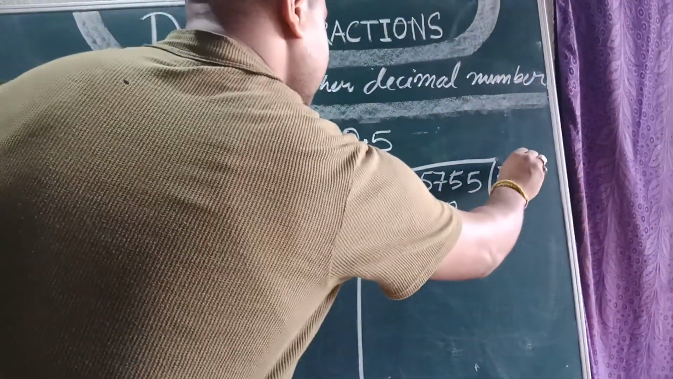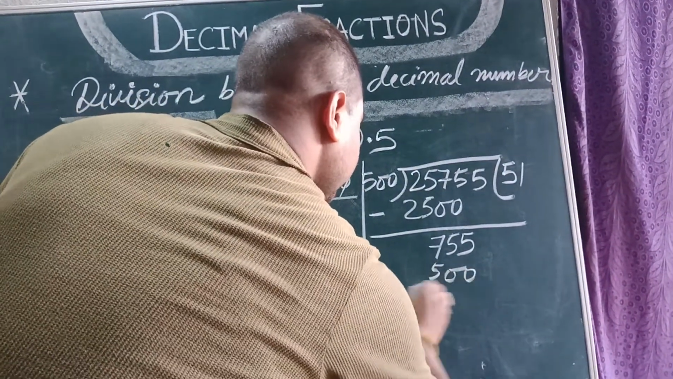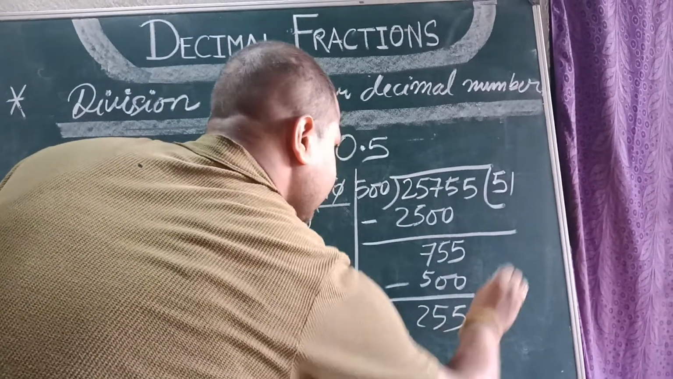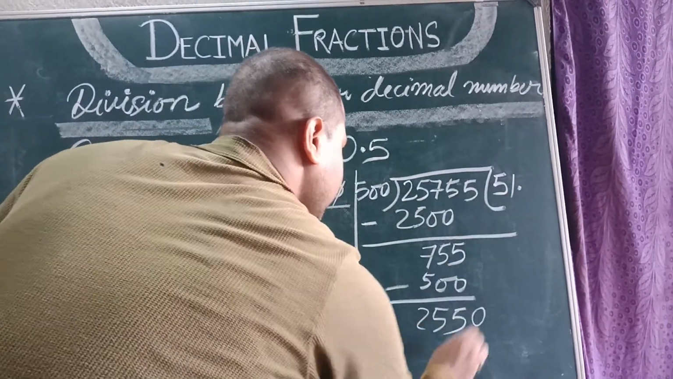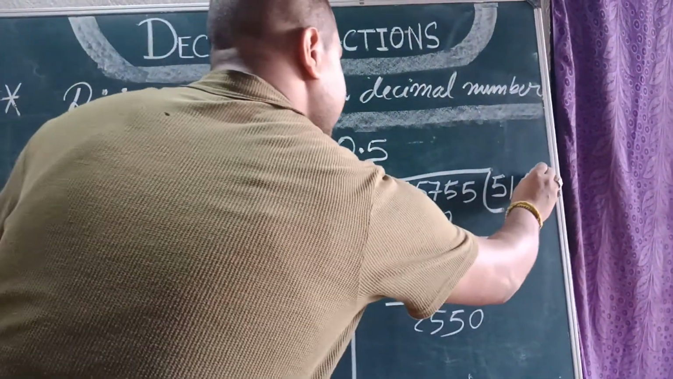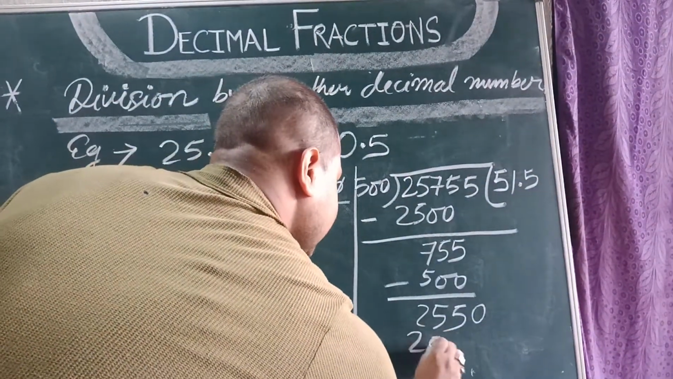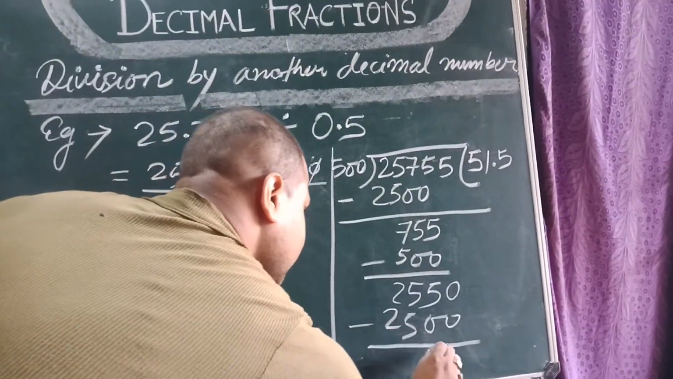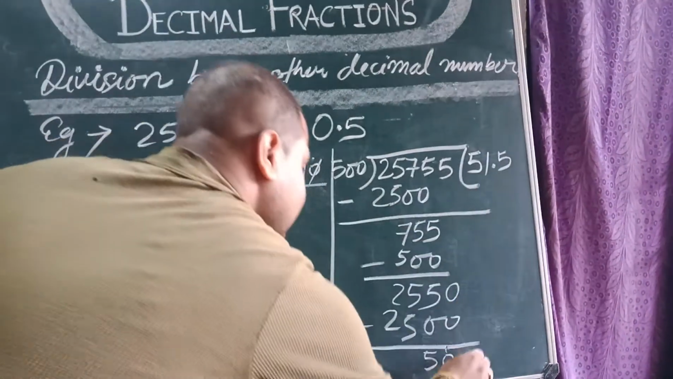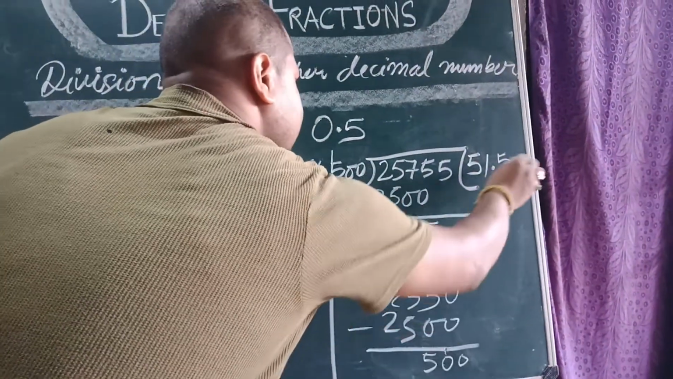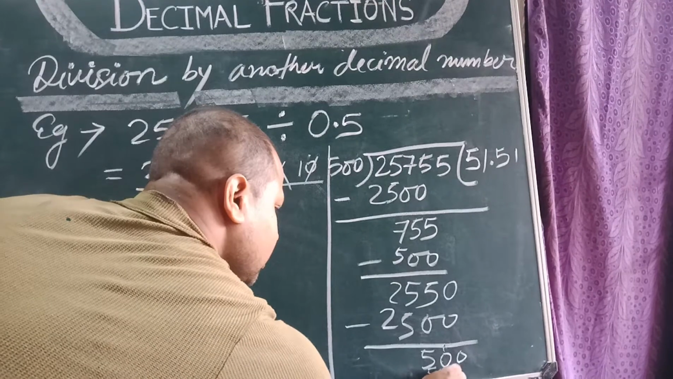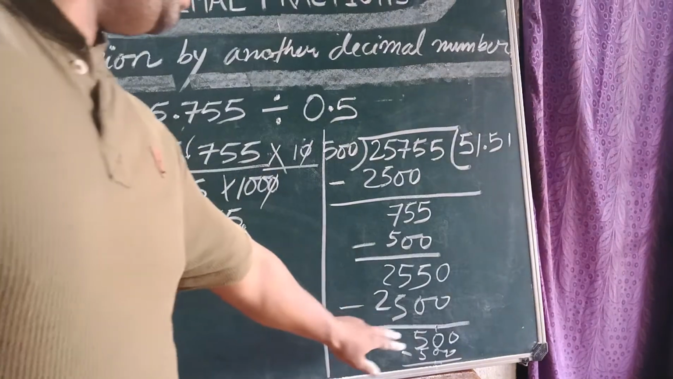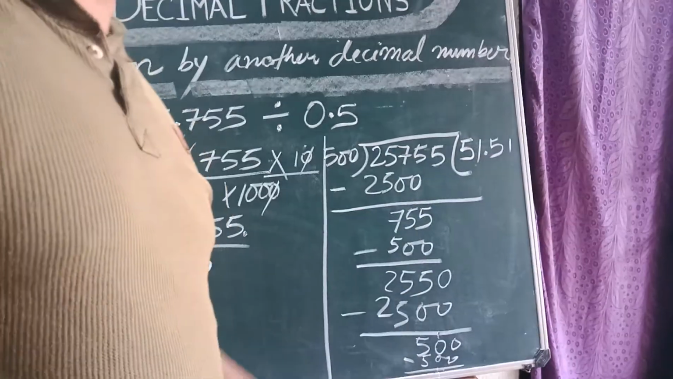Again 500 1s are how much? 500. What is left out? 255. Point will be given 0. Again 500 5s are 2500. How much left out? Only 50 left out. Point has been given already, so 10 will come. And 500 1s are how much? 500. So we have got the final end of this division and we got the answer 51.51.